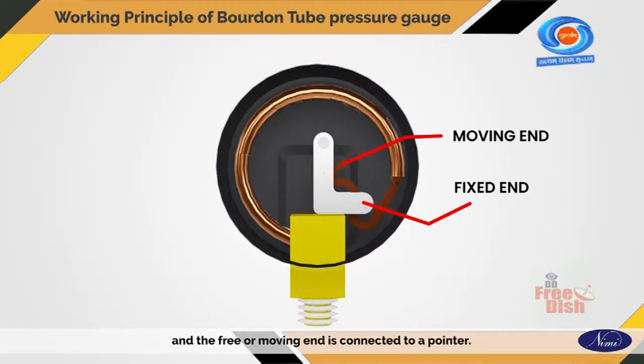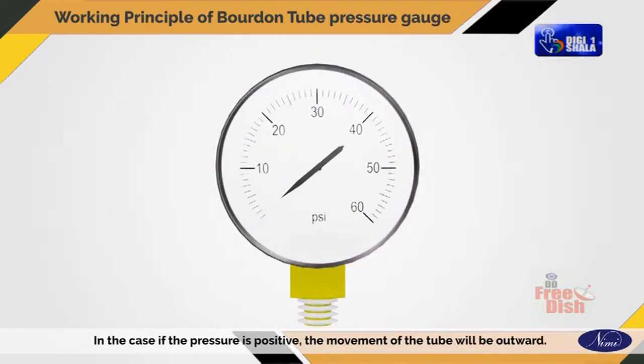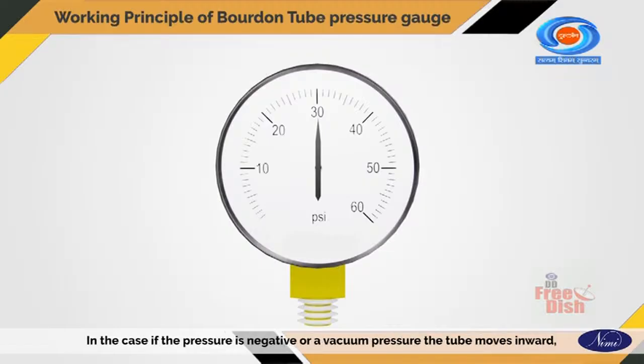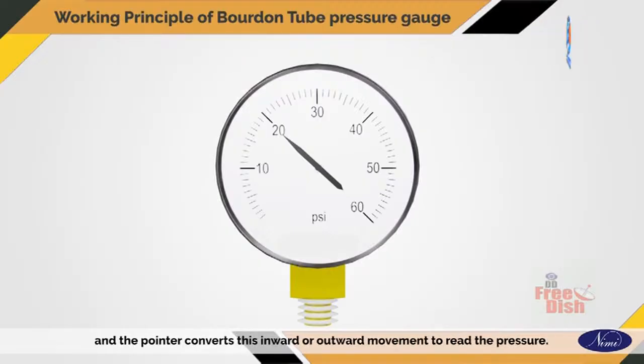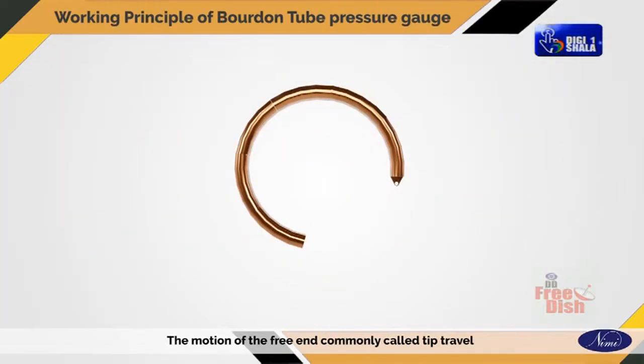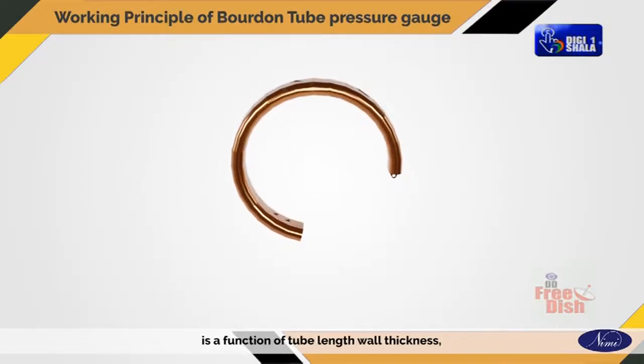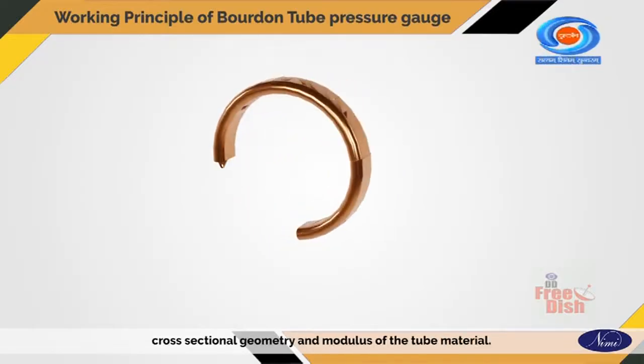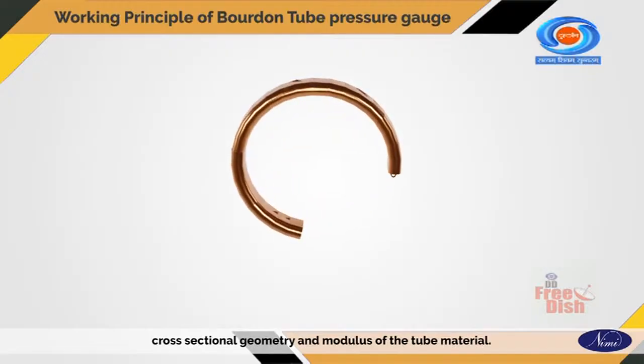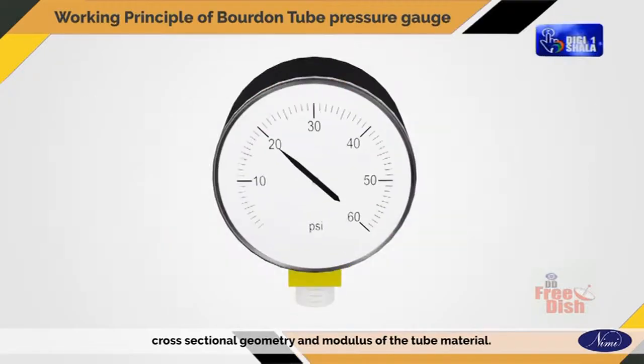a pointer. In the case if the pressure is positive, the movement of the tube will be outward. In the case if the pressure is negative or a vacuum pressure, the tube moves inward and the pointer converts this inward or outward movement to read the pressure. The motion of the free end, commonly called tip travel, is a function of tube length, wall thickness, cross-sectional geometry and modulus of the tube material.